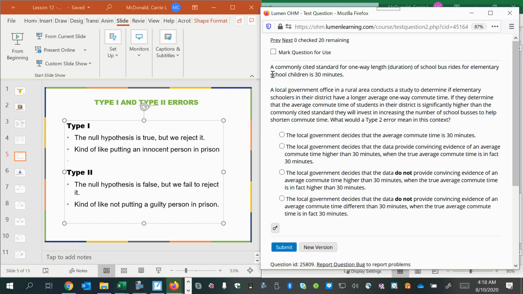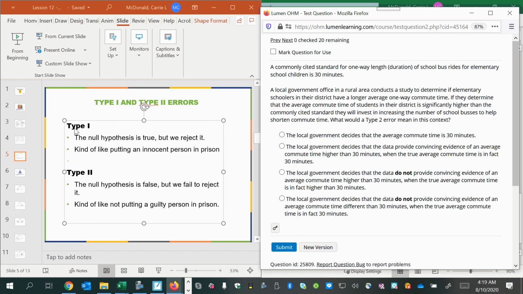Here's an example. A commonly cited standard for one-way length duration of school bus rides for elementary school children is 30 minutes. A local government office in a rural area conducts a study to determine if elementary schoolers in their district have a longer average one-way commute time. If they determine that the average commute time of students in their district is significantly higher than the commonly cited standard, they will invest in increasing the number of school buses to help shorten commute time. What would a type 2 error mean in this context?